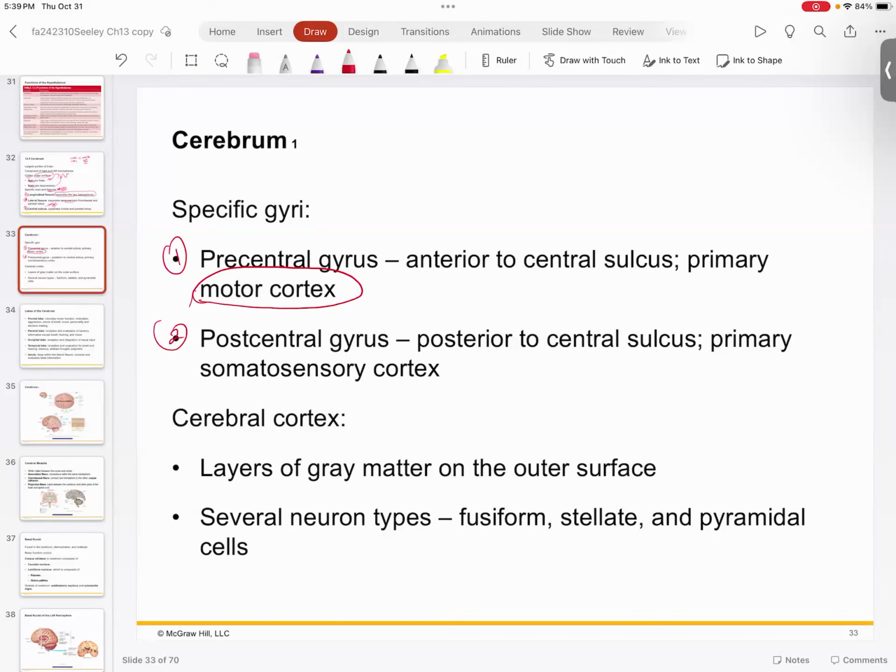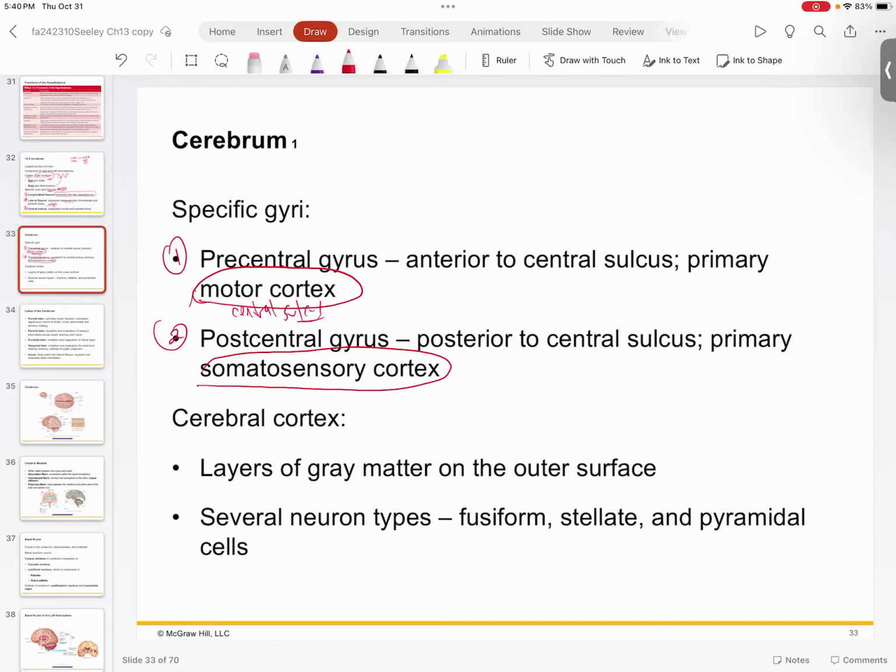We have a lot of motor control and regulation as an organism, so a lot of control of ambulation, movement, and things of that nature. The postcentral gyrus is just posterior to the central sulcus, and it's going to be your sensory cortex, your somatosensory cortex. So it's taking in sensory information. In the middle, between the precentral and postcentral gyri, you would see your central sulcus.